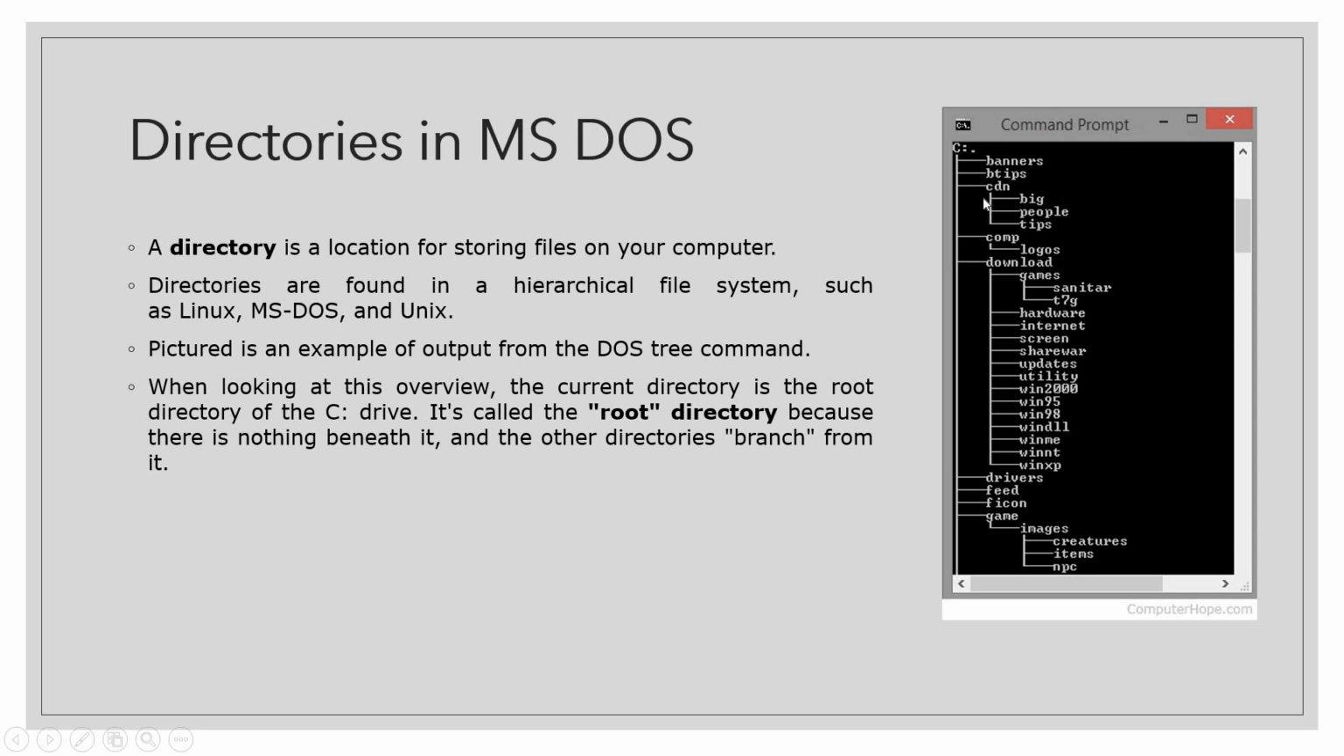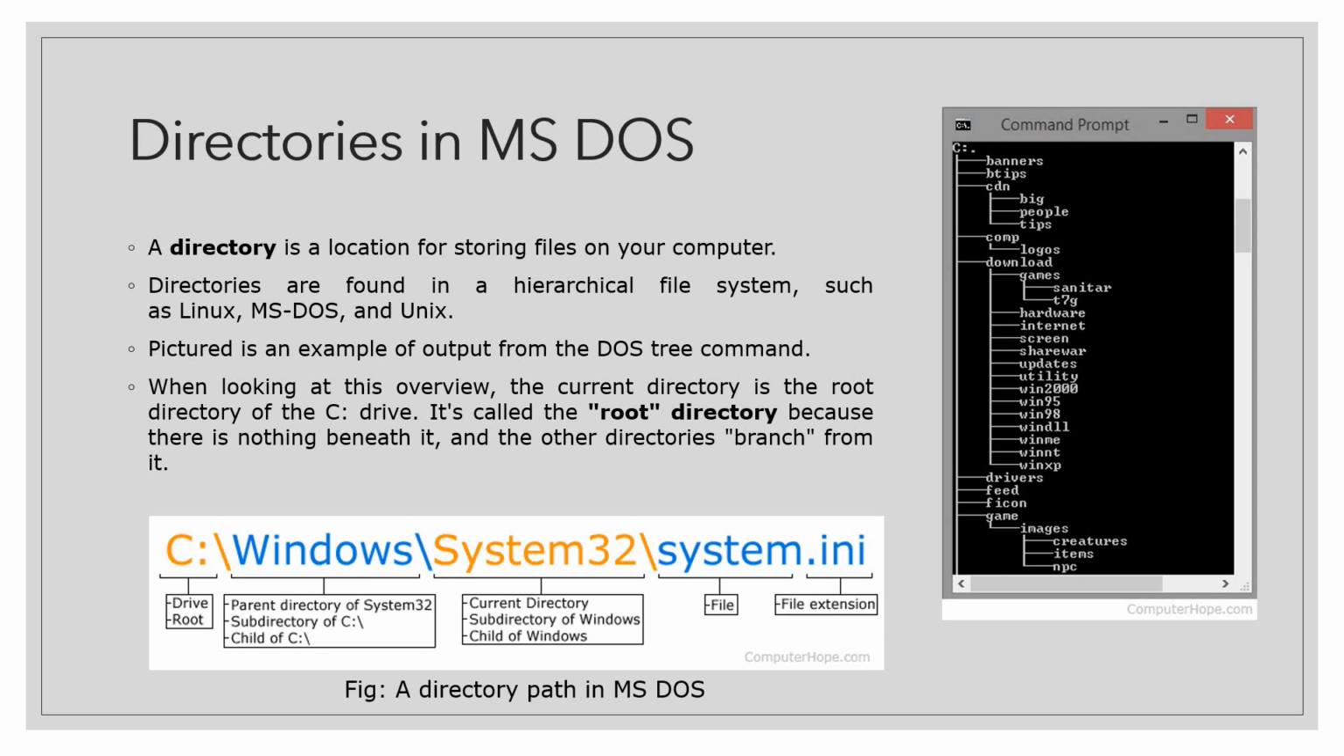Again, under the directory sidin, you can see there are 3 subdirectories: big, people, and tips. So in this way, with the help of the tree command, you can see the entire tree-like structure of the directories and the subdirectories. This is an interesting command often used to check the hierarchy of the directories under a particular drive.